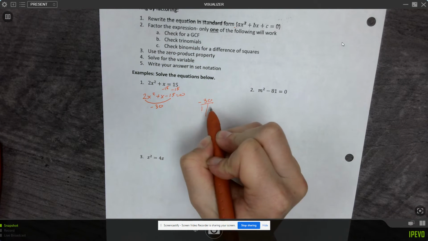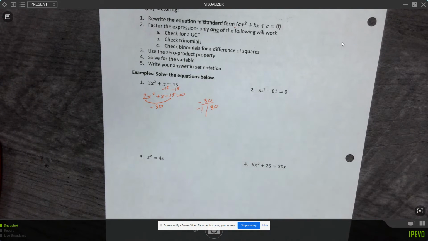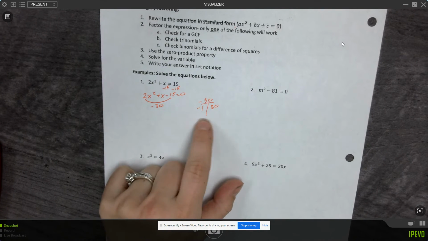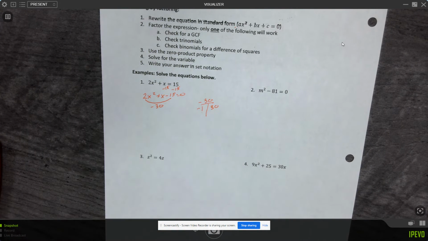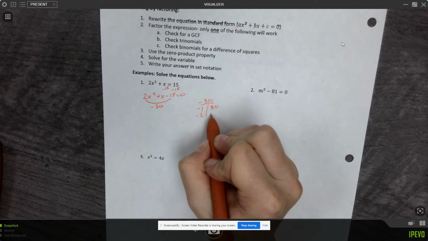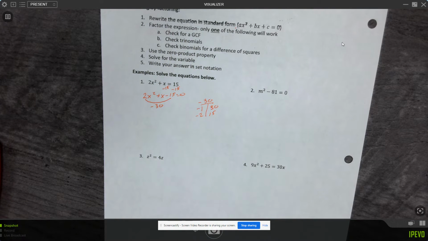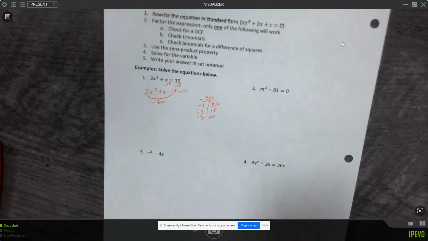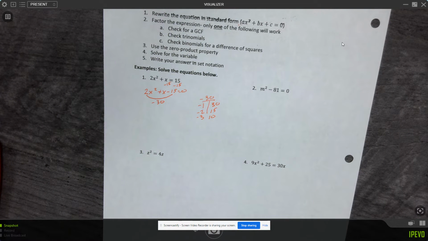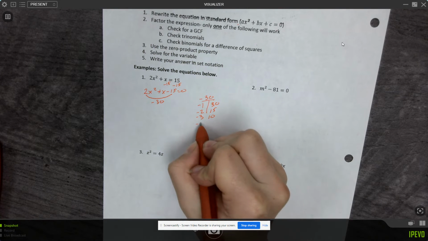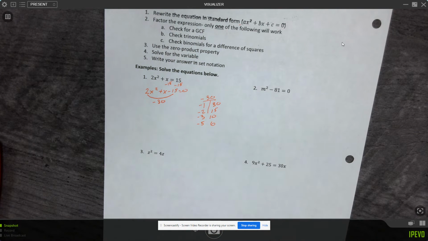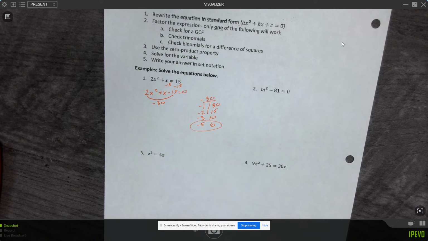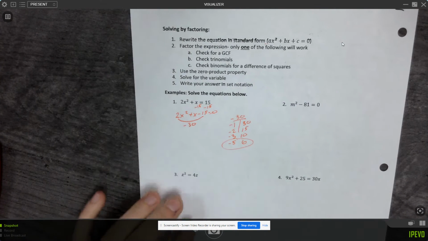So I could start with like 1 and 30, where my 1 could be negative. But negative 1 plus 30 is not 1. So now I can move on to negative 2 and 15. But negative 2 plus 15 is not 1. So move on to negative 3 and 10. But negative 3 plus 10 is not 1. So move on. 30 is not divisible by 4. So I'm going to move on to negative 5 and 6. And negative 5 plus 6 is in fact 1. So that's what I'm going to use.